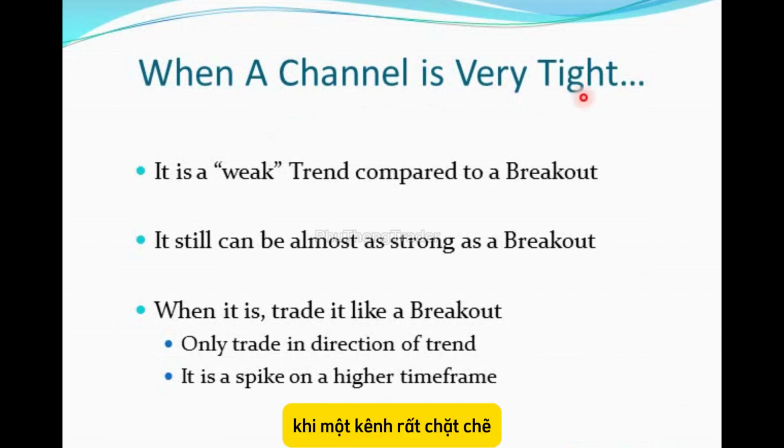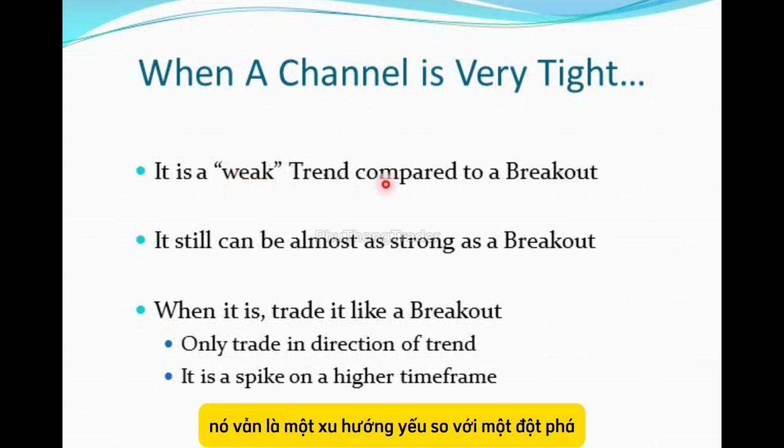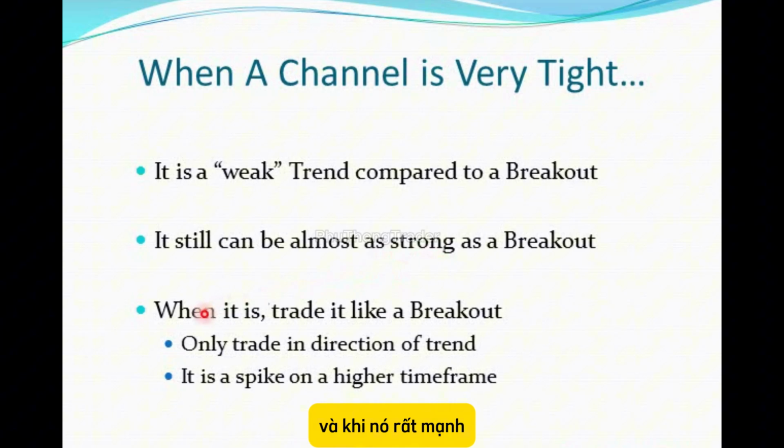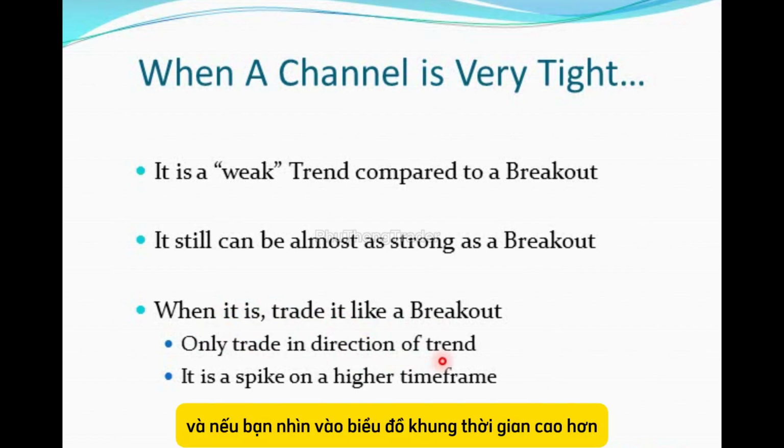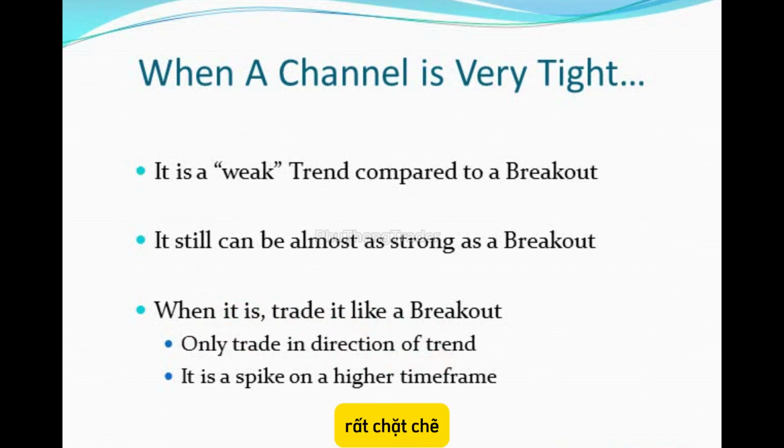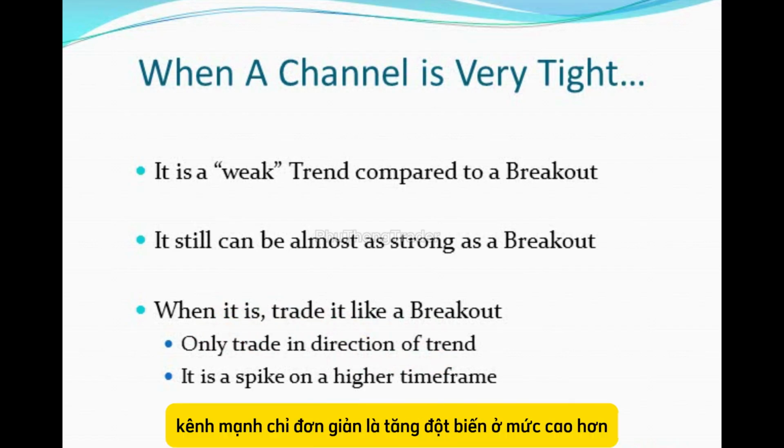When a channel is very tight, it's still a weak trend compared to a breakout, but it can be almost as strong as a breakout. And when it is very strong, you trade it like a breakout and only trade in the direction of the trend. And if you look at a higher time frame chart, that very tight, strong channel is simply a spike on the higher time frame chart.